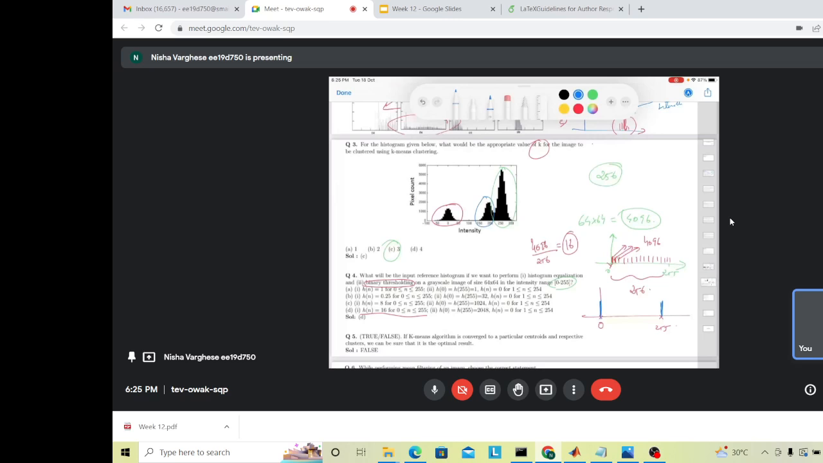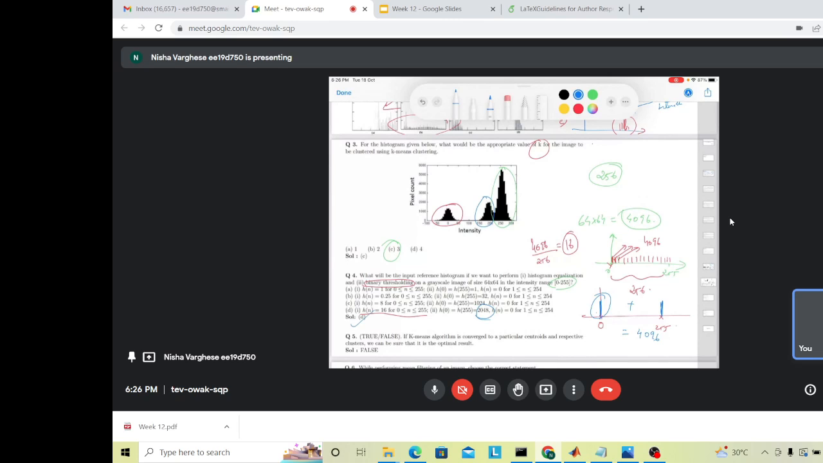So what should be the value of this blue line? If we add this value and this value, we should get 4096. So each line should be 2048. So the answer is D. This is how this answer comes.